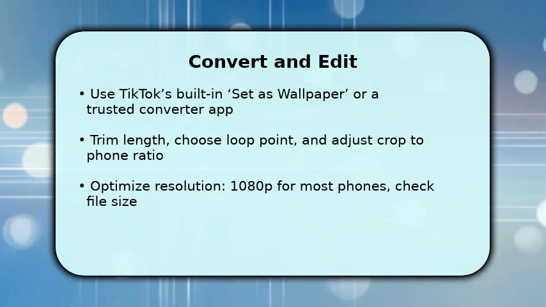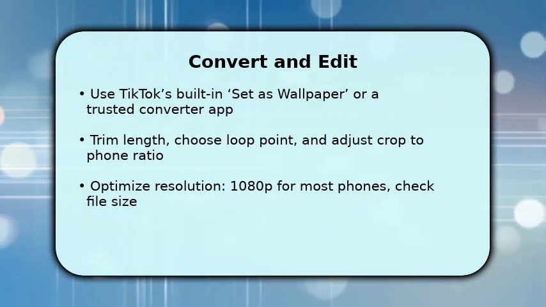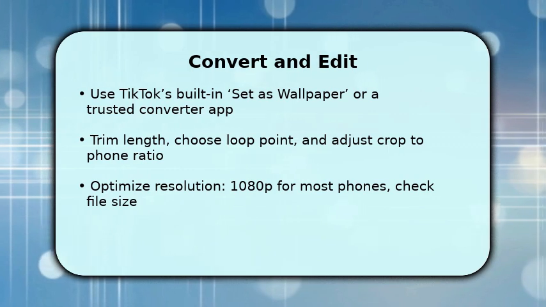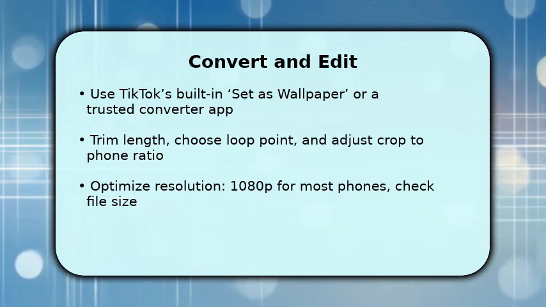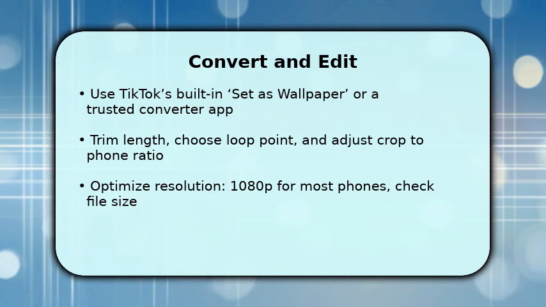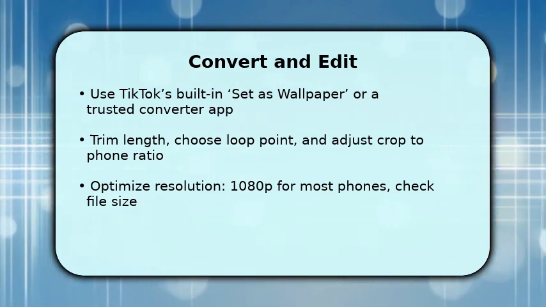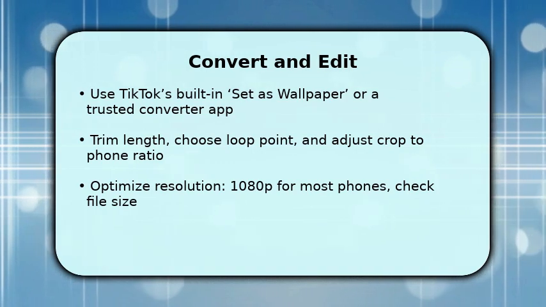Trim to the desired loop length, pick a seamless loop point, and crop to your phone's aspect ratio, 16:9 or portrait as appropriate. Adjust resolution to about 1080p so it looks sharp but remains small enough to save battery. Once edited, preview the loop for smoothness before exporting.